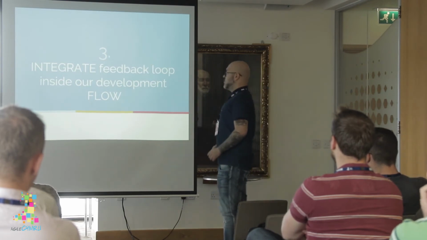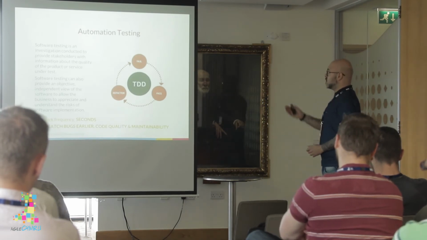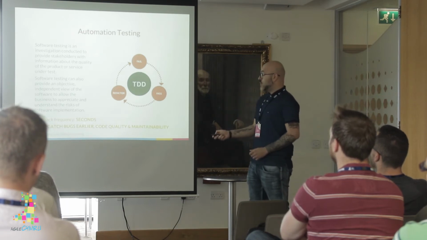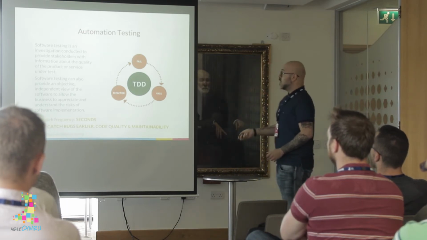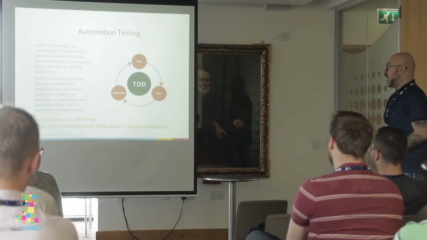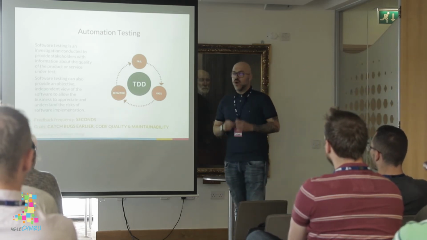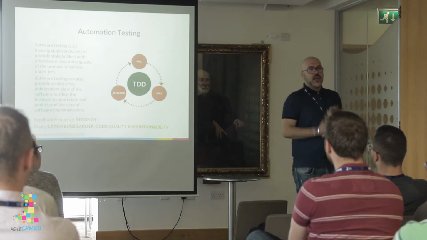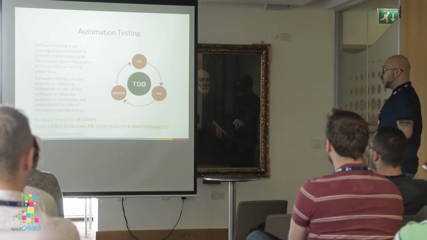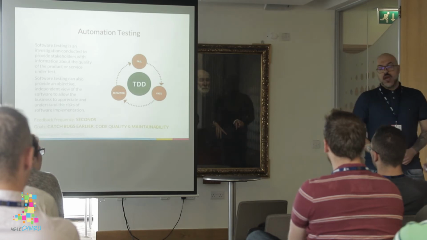So, how to integrate feedback loops inside your development flow? Let's talk about automation testing, for instance. This one has a feedback frequency that is in seconds. And if you think about TDD, that is not a technique that is used everywhere. Again, I'm not saying you need to implement TDD inside your team, otherwise it's not going to work. What I'm saying is, if you need to catch bugs earlier, improve your code quality and maintainability, probably this technique is something that you should look at.